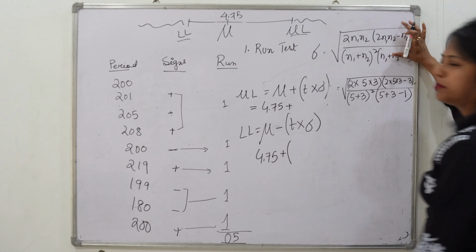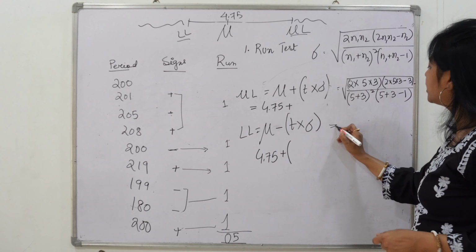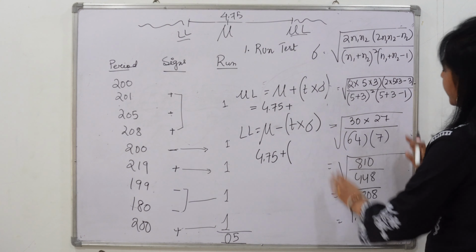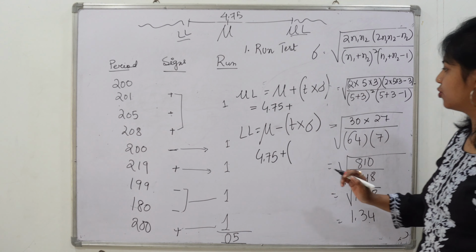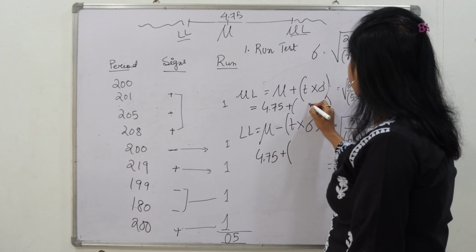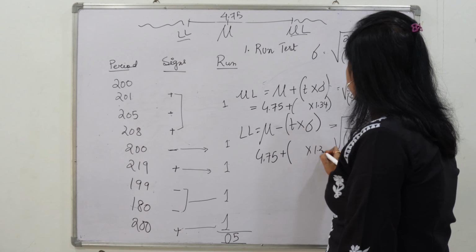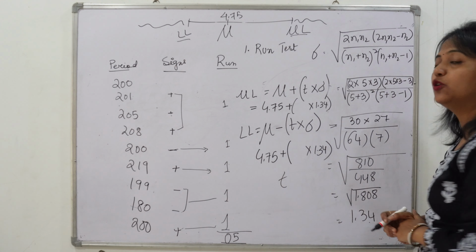So this is the formula, please try to remember, and you set the values here and you will get the value of the standard deviation. So let's calculate. I have calculated the standard deviation, it comes to 1.34. So we will put the value of standard deviation 1.34 here and also 1.34 here. Now the question is t. What is the value of t?